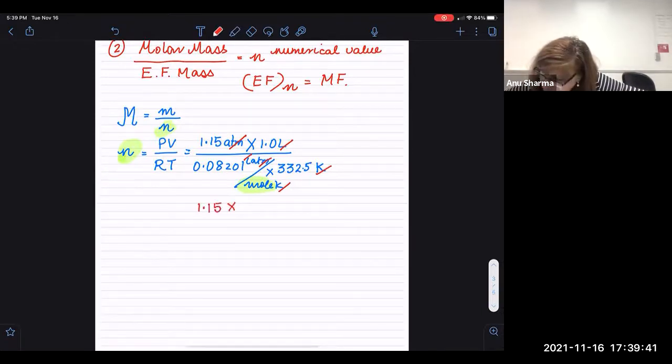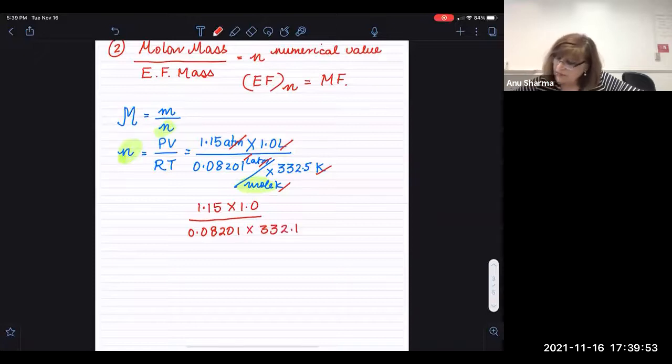1.15 times 1.0 divided by 0.08201 times 332.1. Sorry, 0.5. Okay. 1.15 times 1. So, and then that is 0.08201 times 332.5, and that gives you 31.35.